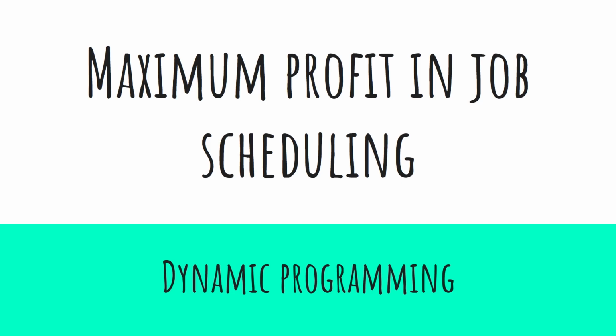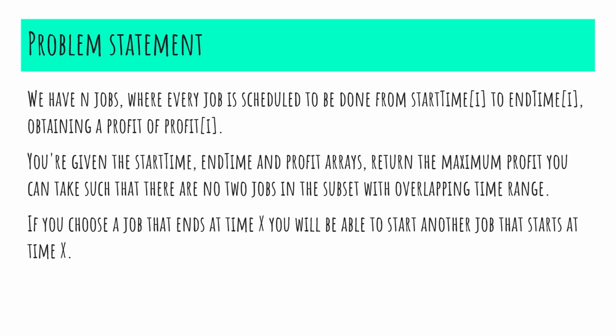Today we'll see the maximum profit in job scheduling. This is our problem statement. We have n jobs where every job is scheduled to be done from start time I to end time I, obtaining a profit of profit I. You are given the start time, end time and profit arrays.